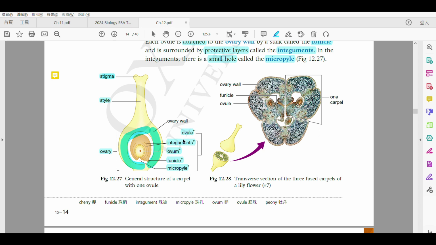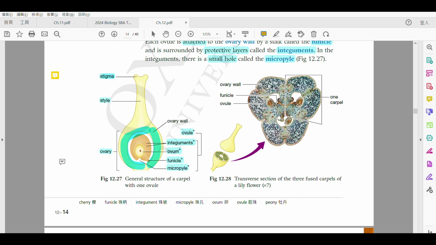And then you'll see that there are 4 structures. Of course, the gamete is called the ovum. And then the protective layer surrounding the ovum is called the integument. Okay, and then this integument is connected, attached to the ovary wall, attached by this funicle. And then there is this small hole here. What is it for? This small hole is for fertilization.